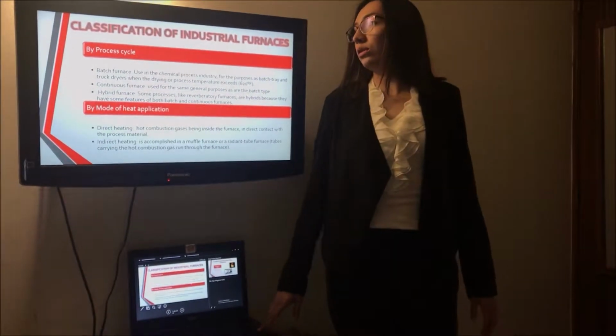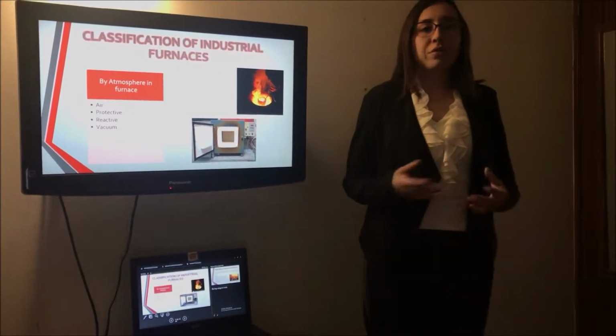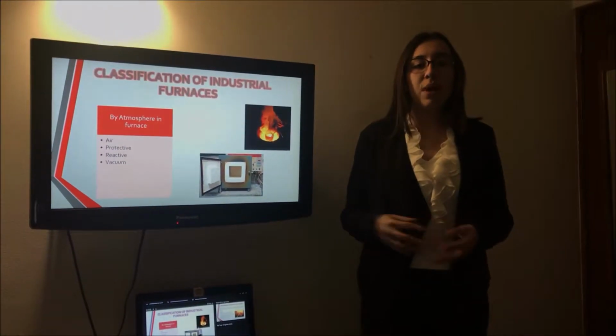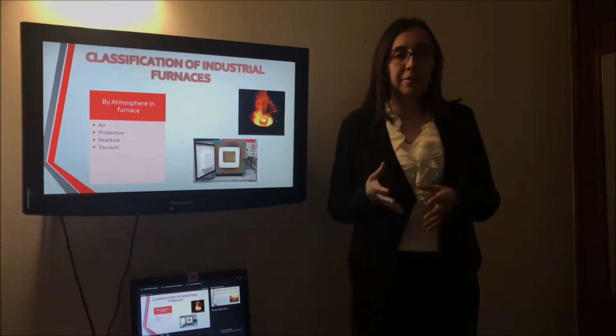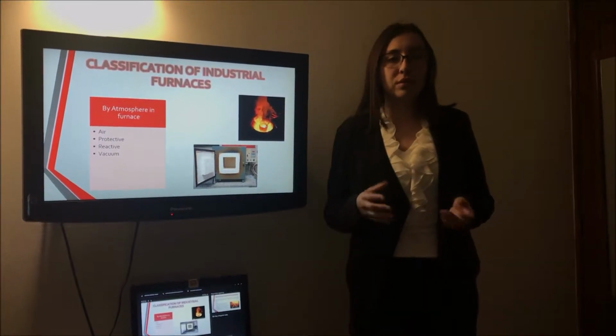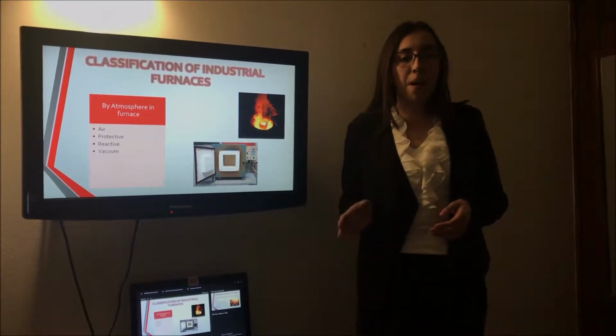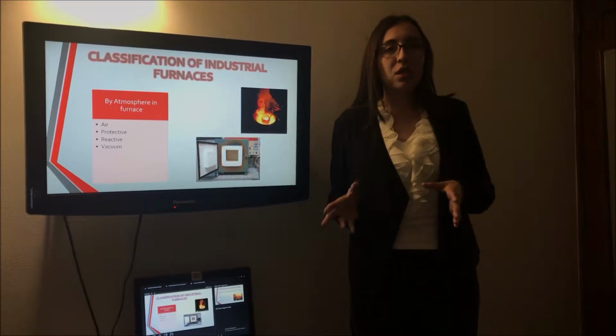Classification of industrial furnaces. Another type of classification is by atmosphere in the furnace. There are 4 types of furnace atmosphere: air, protective, reactive, and vacuum.